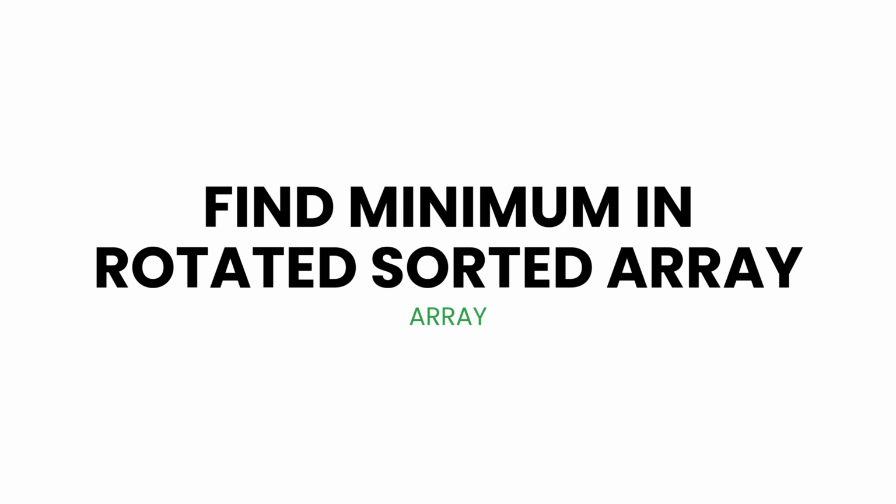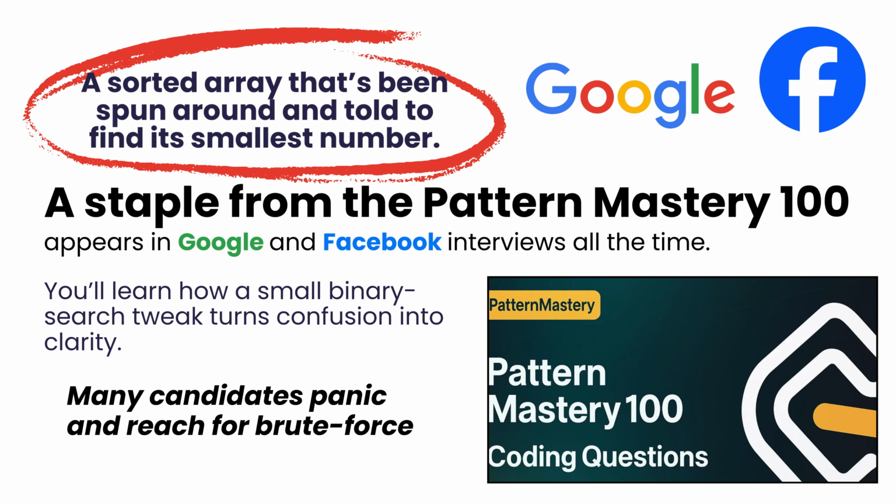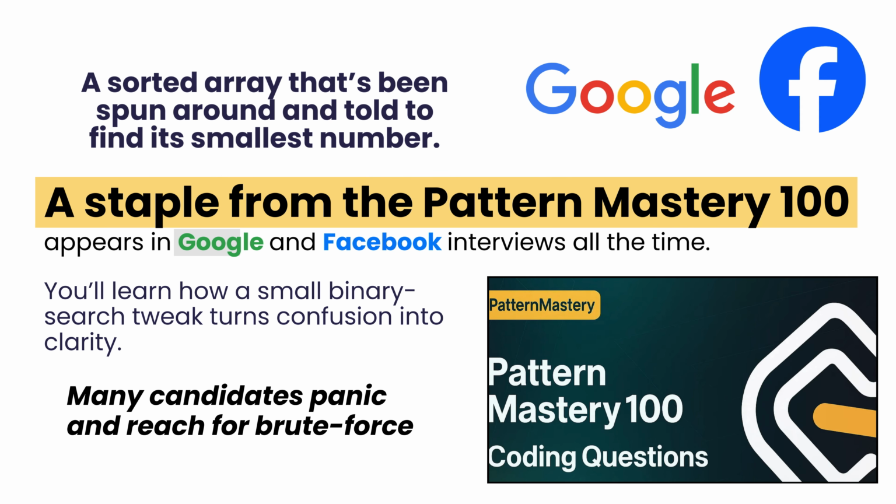Find minimum in rotated sorted array. Ever seen a sorted array that's been spun around and asked to find its smallest value? Find minimum in rotated sorted array is a true Blind 75 staple, often asked at Google and Facebook. It's the kind of problem that exposes whether you truly get binary search.